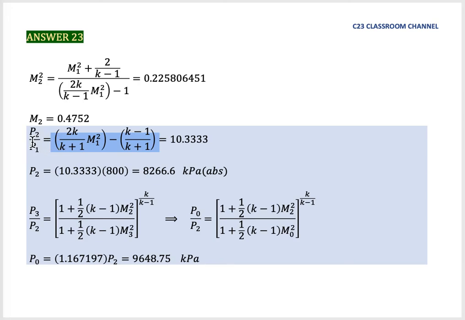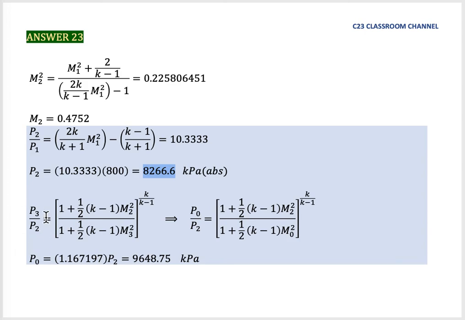Then we can calculate the pressure after the shock wave by using this equation, the equation for the normal shock wave. The pressure ratio before and after the shock wave, P2 over P1, is equal to 10.33. Then we can calculate the pressure after the shock wave, P2, by multiplying 10.33 and 800. And we can say that the pressure after the shock wave is 8,266 kPa absolute.